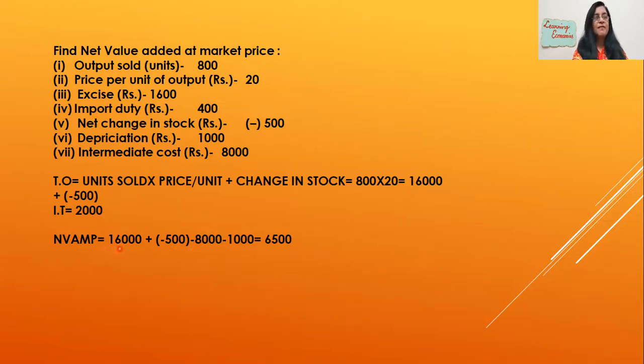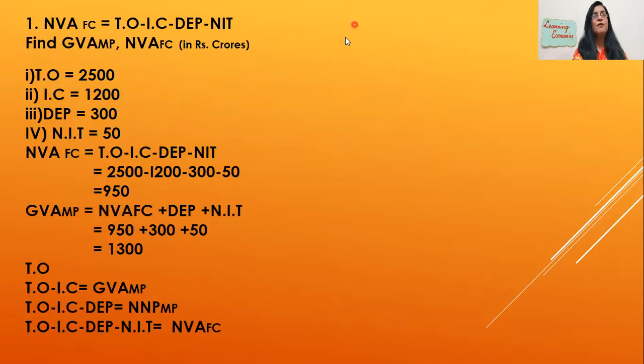So for that, total output is 16,000. We had calculated it here. Then we have taken total output plus change in stock, which is minus, then minus intermediate consumption, 8,000, and then minus depreciation. So we have taken this, and our answer is 6,500. I hope that you have understood these numericals. You can see them again and again also.